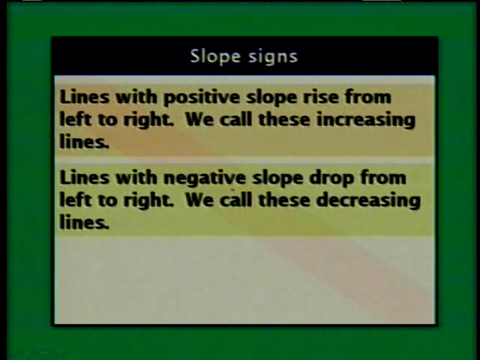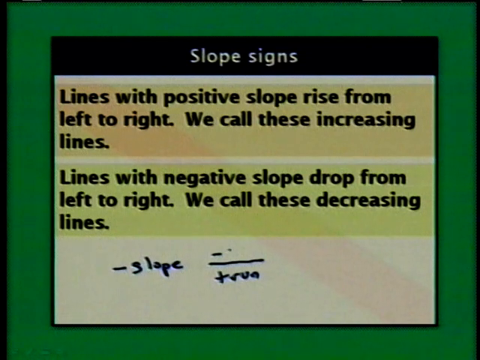Similarly, lines with negative slope drop from left to right. We call these decreasing lines. Again, this is fairly intuitive. If we have a negative slope and we read the graph from left to right, we are forcing ourselves into a positive run. Since slope is rise over run, the only way that we're going to end up with a negative slope is if we have a negative rise. Consequently, lines with negative slope drop from left to right.